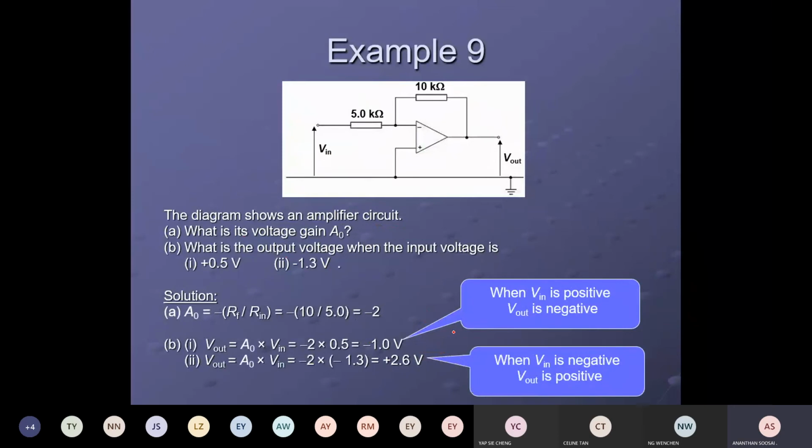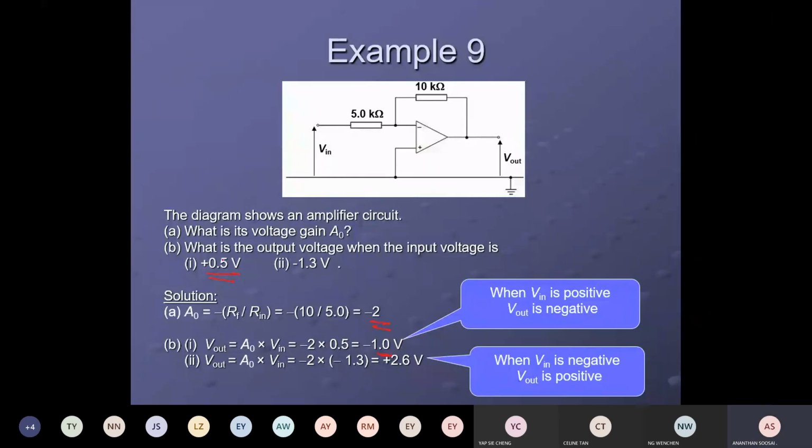Next one. 10 and 5. What is the gain? Negative 2. The gain is negative 2. The input given is positive 0.5. So what will the output be? Gain is negative 2, so 0.5 times negative 2 is negative 1 volt.